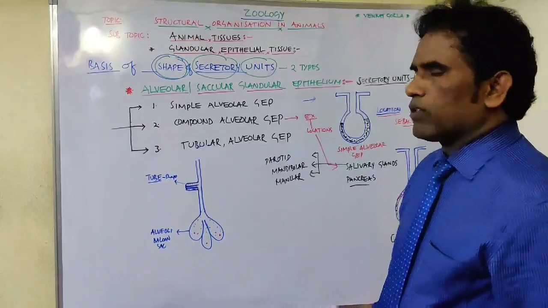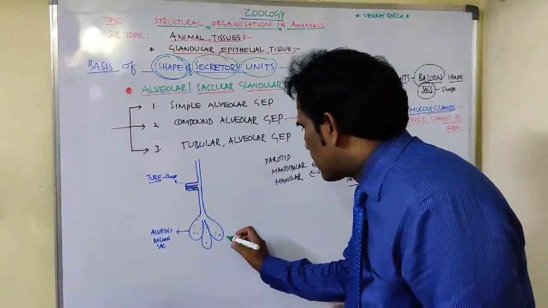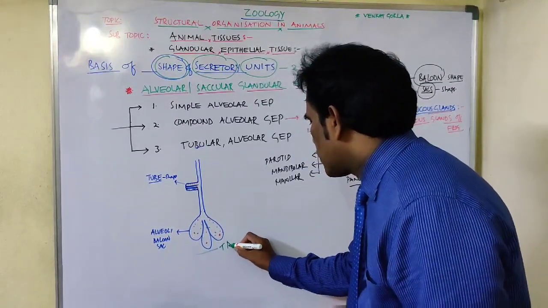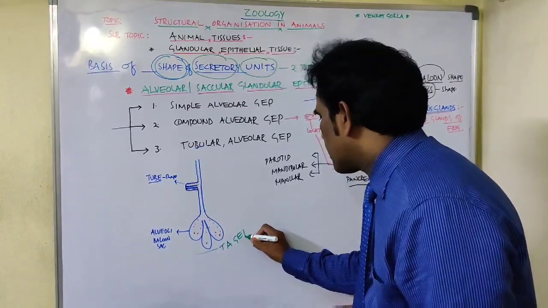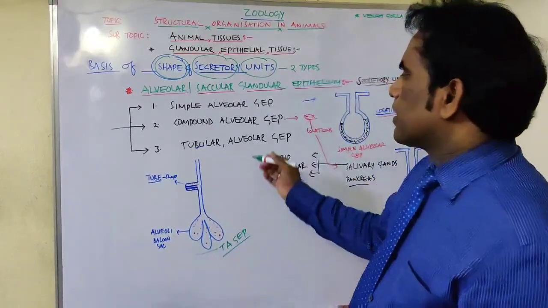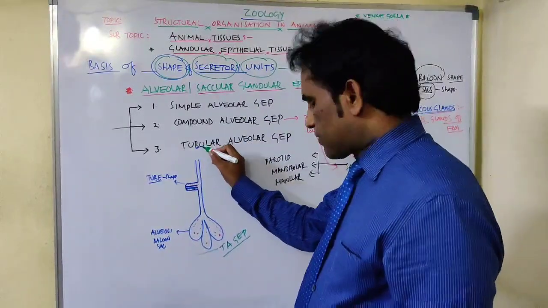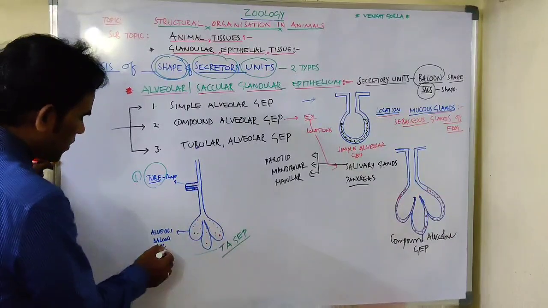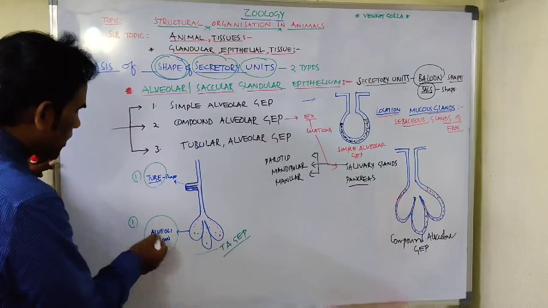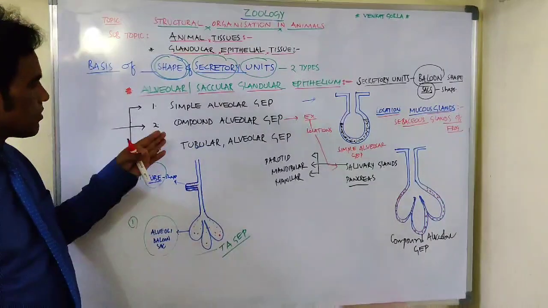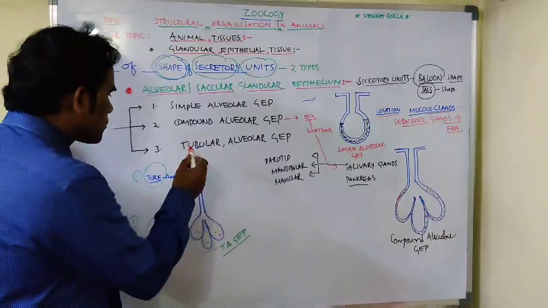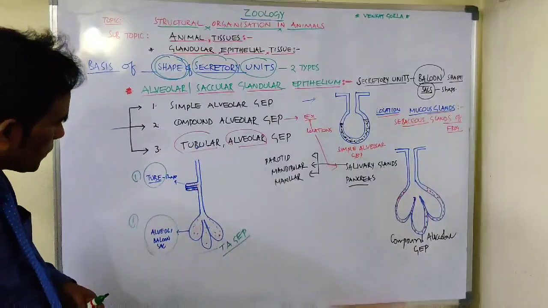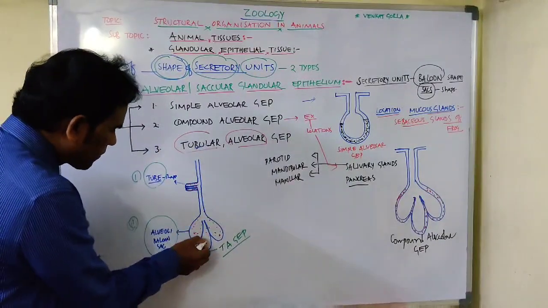Tubular alveolar glandular epithelium. In this type of epithelium there are two types of secretory units. One is a tube shape, and the other is balloon shape, or flask shape, or sac-like. So it is called tubular alveolar. There are two shapes of secretory units: the tubular secretory unit and the alveolar secretory unit.